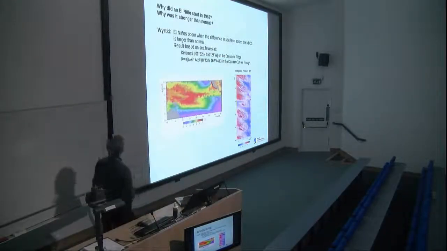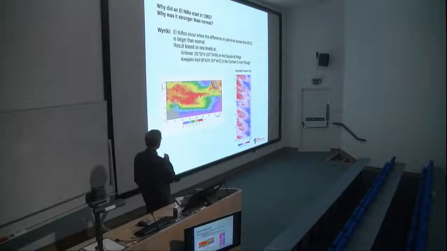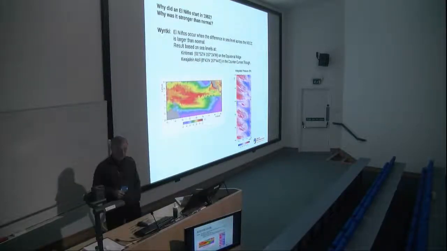So why did it start in 1982? Why was it stronger? This actually takes us back to Wyrtki, who, in one of his first papers, when they were working off Peru, looked at sea level at these two islands and found that when an El Niño was on, the sea level difference here was large. And he reckoned that was due to the North Equatorial Counter Current being very strong. And he wrote this in a paper.